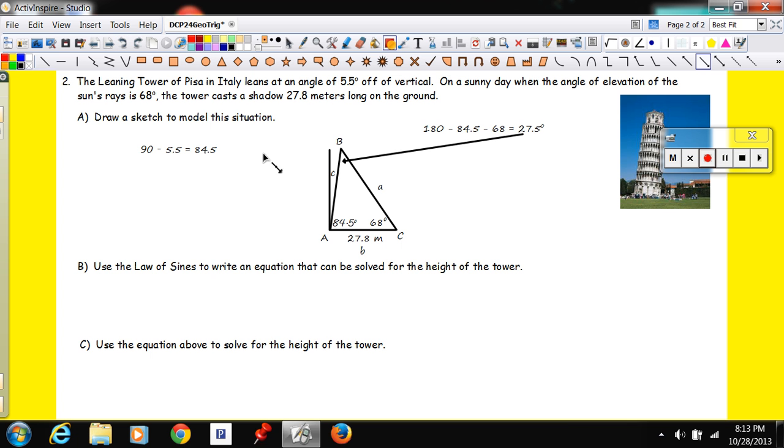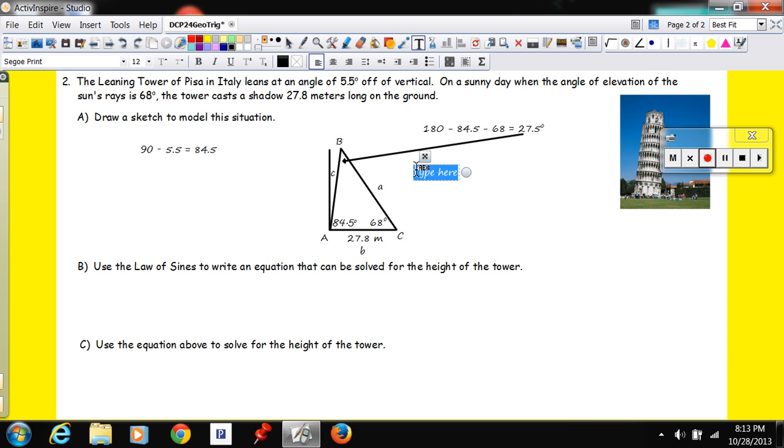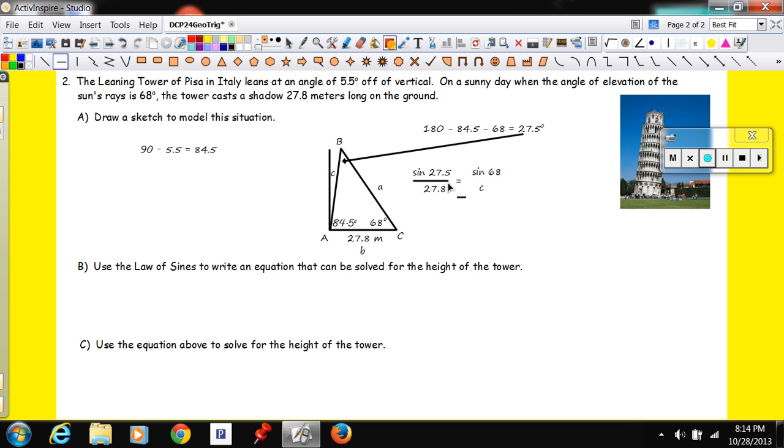Now we can use the law of sines, because now we have sine of B over little b. So we have the sine of 27.5 over little b, which is 27.8. And that is going to equal, what is it asking for? To write an equation that can be solved for the height of the tower. So we want to find little c. So we need the sine of C, sine of 68, over little c. There's your proportion that you set up, and now you can solve the proportion.